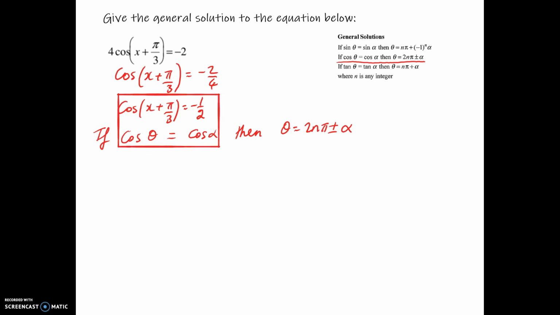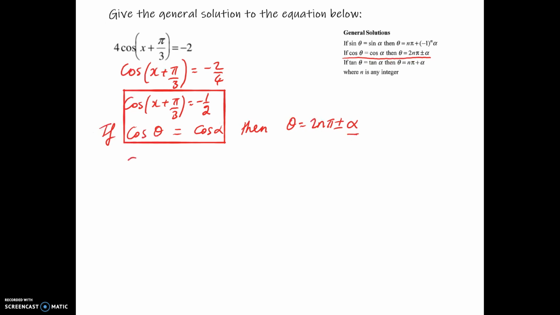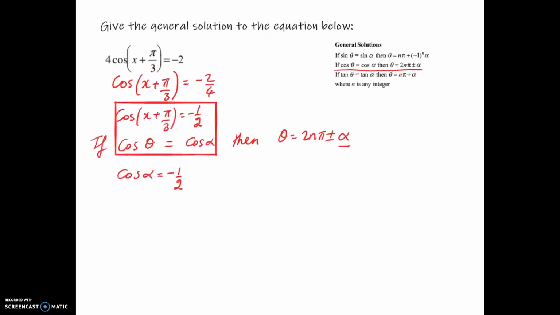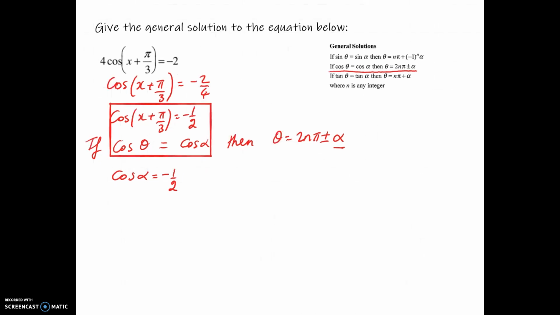So I hope you can see that cos θ is the same as cos(x + π/3), and cos α is -1/2. So we need α, and cos α is equal to -1/2. And α then is equal to cos inverse of -1/2.